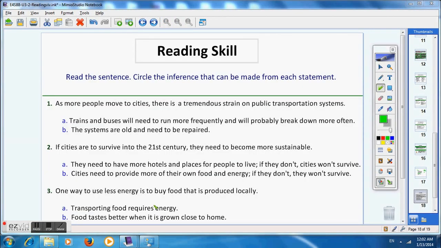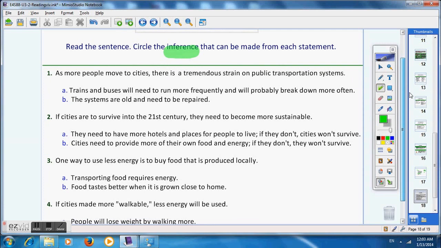Reading skill. Read a sentence. Circle the inferences that can be made from each statement. Okay, the first statement. As more people move to cities, there is a tremendous strain on public transportation systems. So what is the inference of the first statement? A. Trains and buses will need to run more frequently and will probably break down more often. B. The systems are old and need to be repaired.